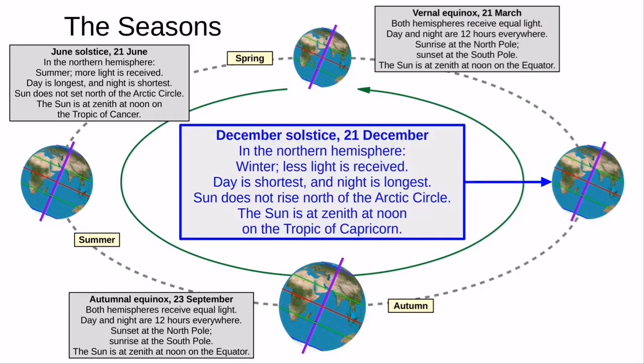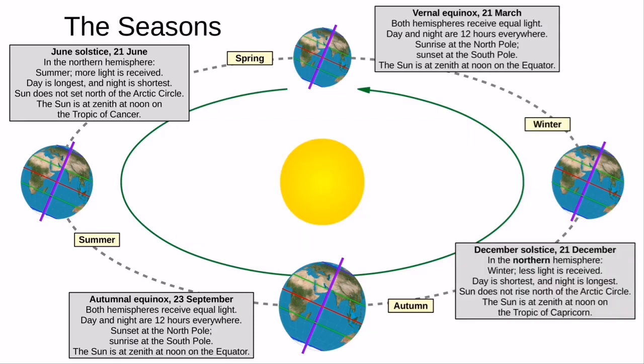And on the 21st of December is the December solstice, or winter solstice in the Northern Hemisphere. We receive less light and have the shortest day and longest night. The Sun doesn't rise anywhere north of the Arctic Circle, and is at zenith at noon on the Tropic of Capricorn. This is the start of winter.